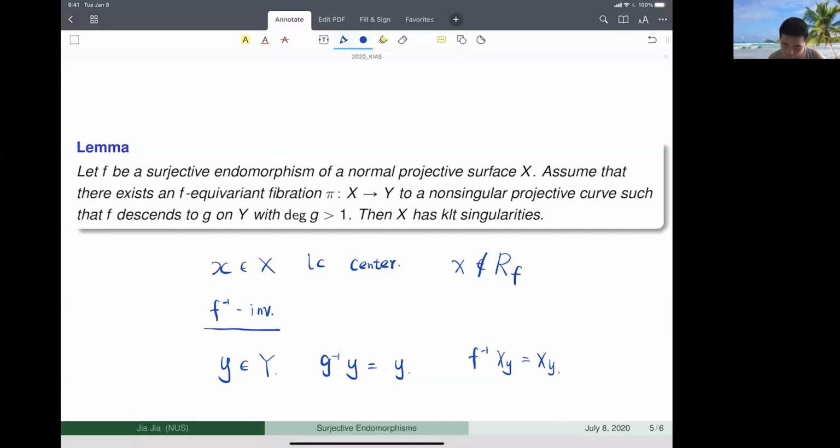So the pullback is degree of G times x1. This means this fiber over y is ramified, containing the ramification divisor. So x must contain the ramification divisor. It's a contradiction. So the capital X cannot have an LC center. So X has a KLT singularity. X is KLT.